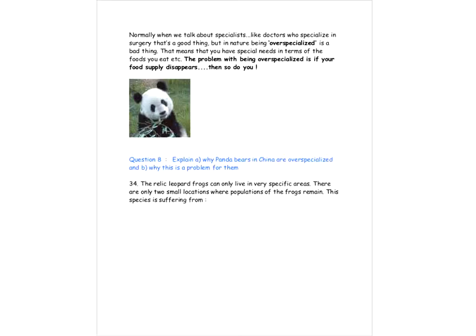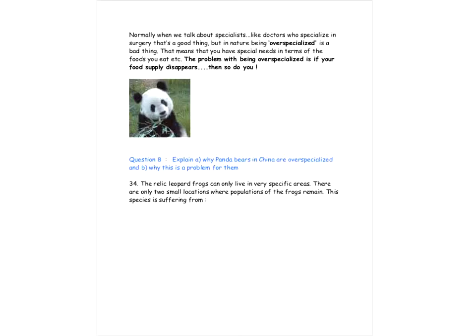But anyways, when you're talking in nature, it's one thing to be a specialist, but if you're over-specialized, that's a bad thing, right? When we talk about the special needs of creatures, if you have special needs in terms of what kind of foods you like or where you can live, maybe you can only live in a really specific area, that can be a problem, right?